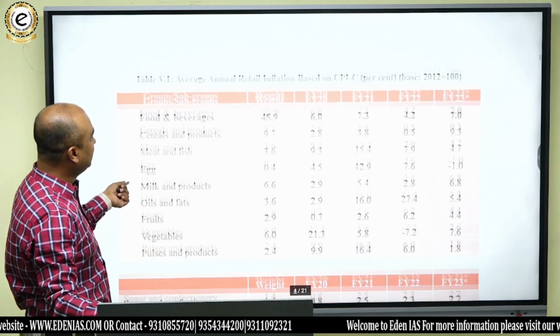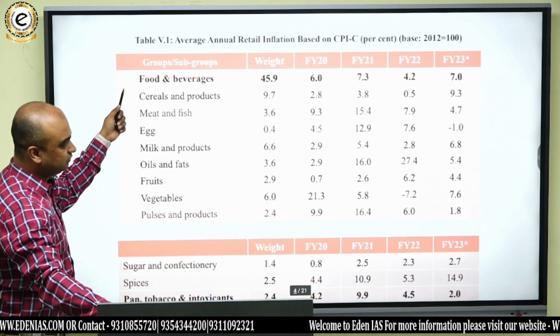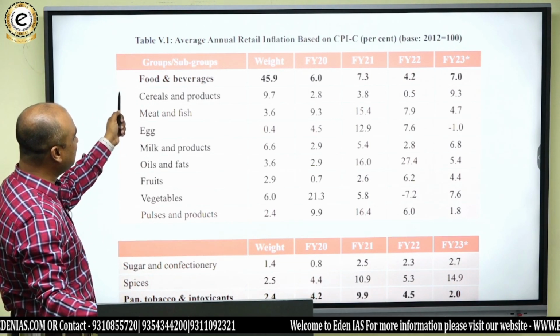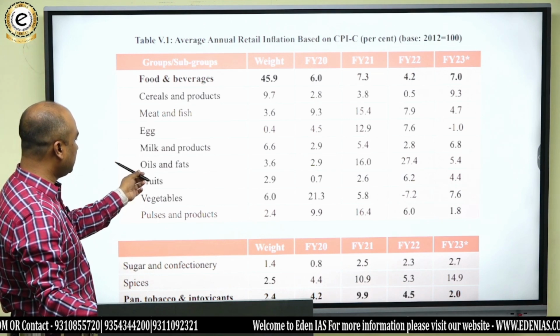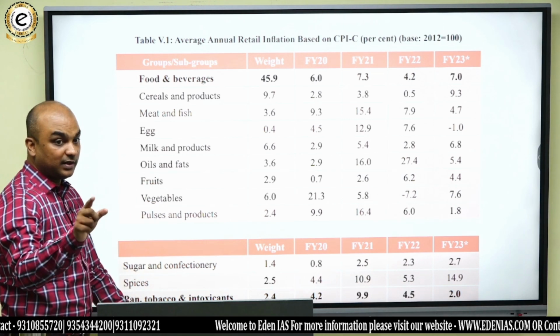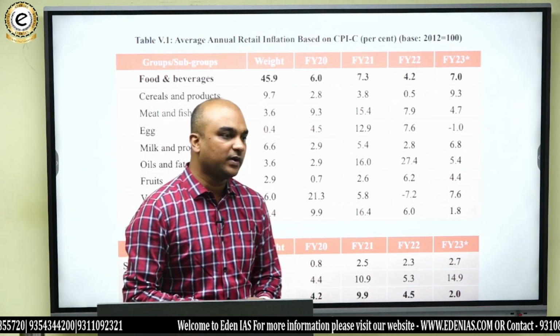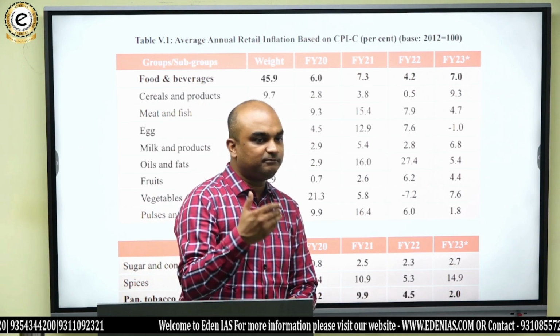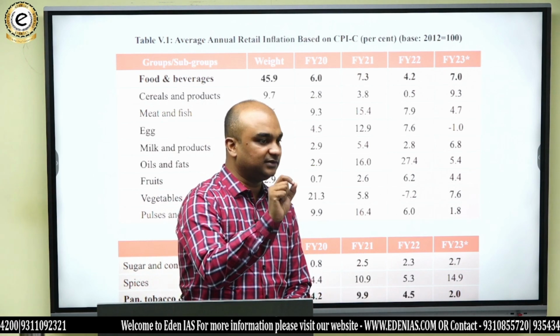So look here, average annual retail inflation based on CPI. तो अब ये तो एक टेबल है जिसमें फूड एंड बेवरेजेस, सीरियल्स, प्रोडक्ट्स, मीट एंड फिश, एग, मिल्क एंड products, oil and fats, fruits, vegetables, pulses and products. Now, look here one thing, that in India, we are also facing a strange kind of scenario wherein there is a lot of push to the protein consumption.